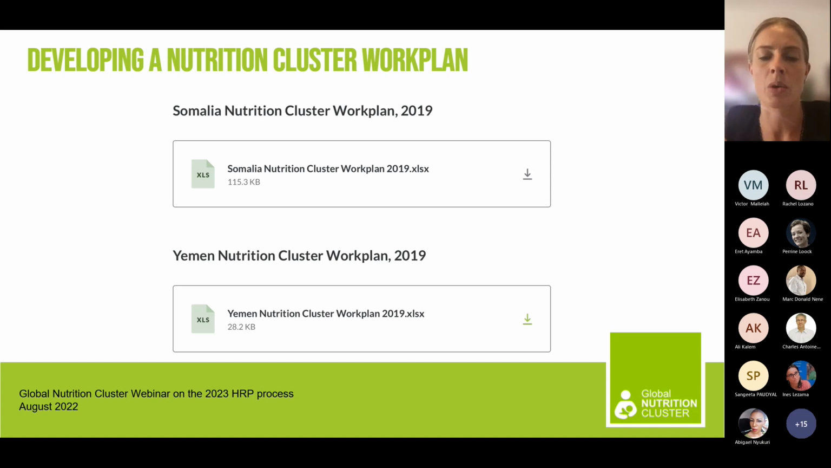Results of a cluster coordination performance monitoring, so the CCPM exercise, can also help to inform the work plan. If you would like examples of a nutrition cluster work plan, you can find examples from Somalia and Yemen on GNC Learn and also the GNC website.